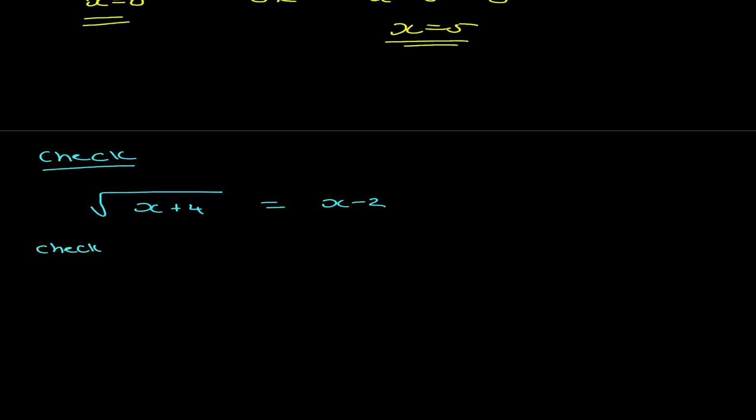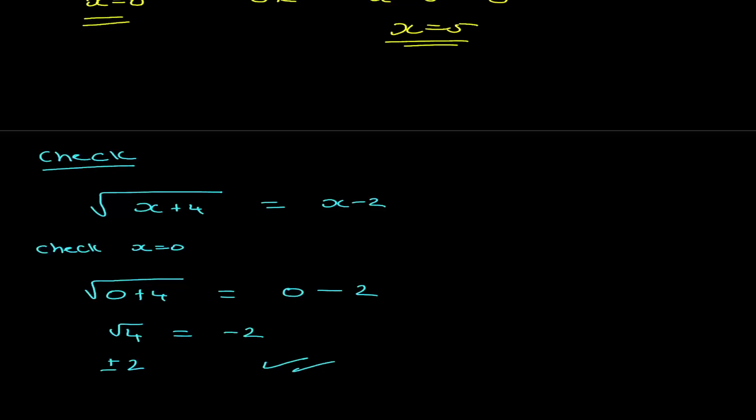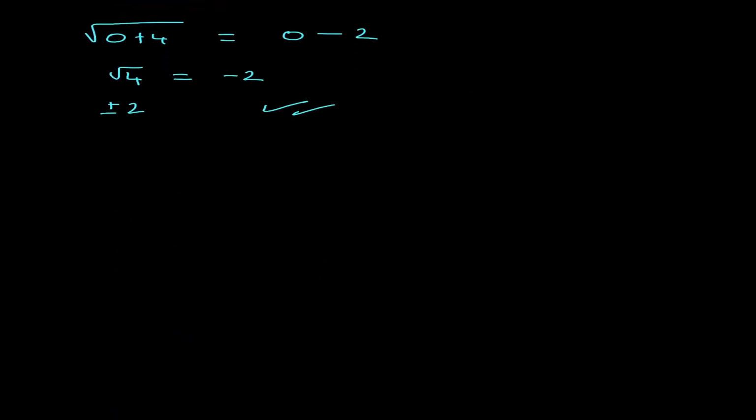So firstly, I want to check if x equals 0. If I've got 0 plus 4, does that give me the same as 0 take 2? The square root of 0 plus 4 would just be the square root of 4. 0 minus 2 is negative 2. The square root of 4 is plus or minus 2. So it does hold true. We know it's correct.